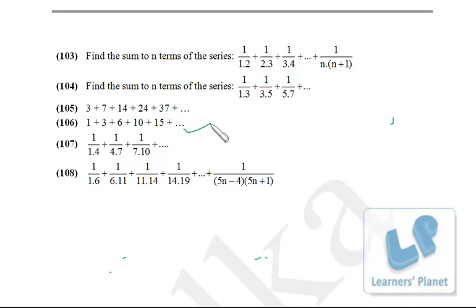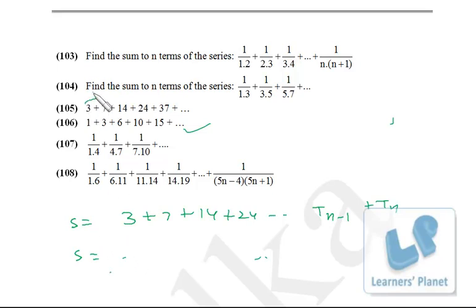This problem I have already solved. 3 plus 7 plus 14 plus 24 plus 37. This can be solved. You can see this 3 plus 7 plus 14 plus 24 and t n minus 1 plus nth term. This is the sum.